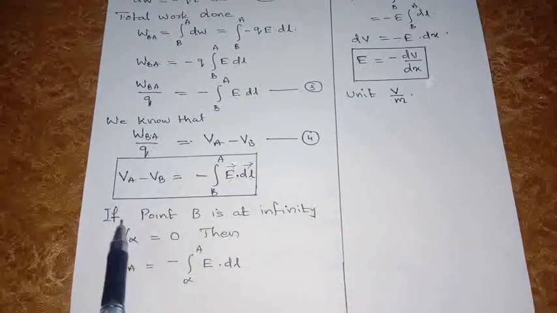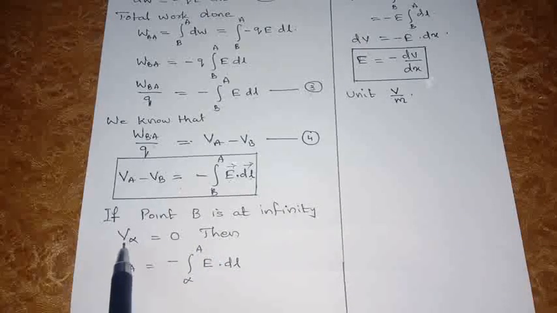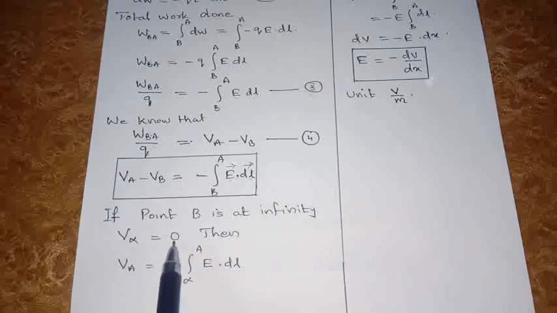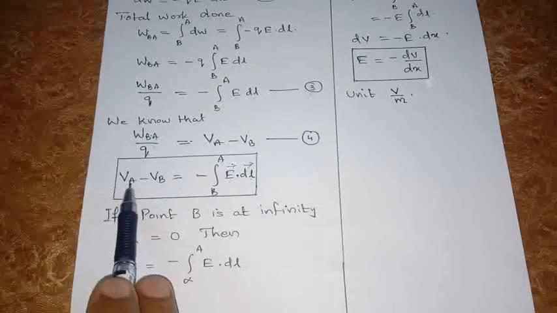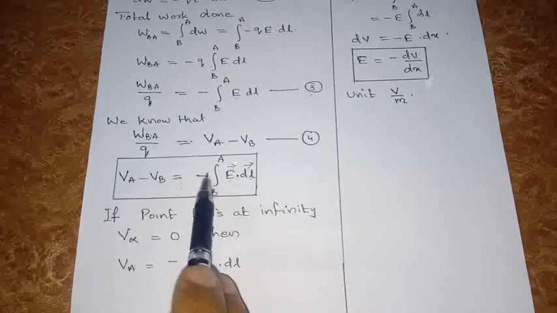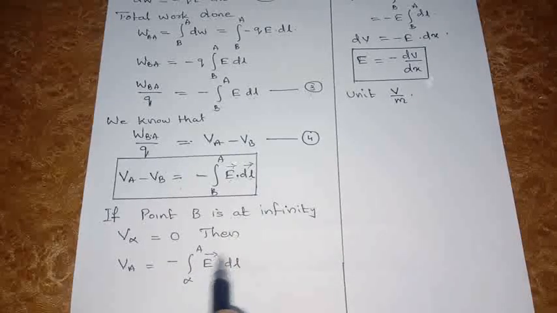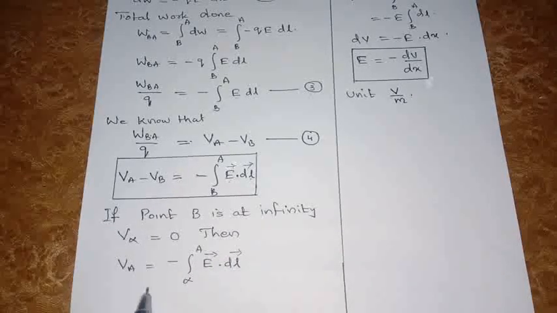Now I am assuming my point B is at infinity. What is the potential at infinity? Potential at infinity is equal to 0. Since potential at infinity is equal to 0, I will now get the potential of any point: VA is equal to minus integral from infinity to A of E dot dl. So this is the value of potential at a point.